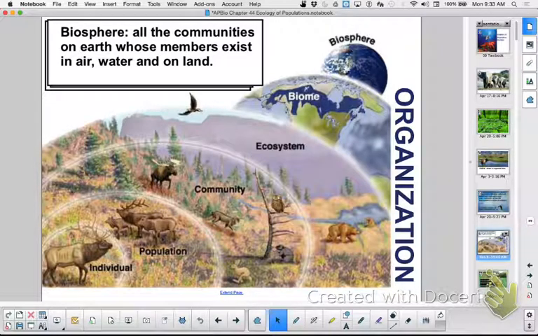Biomes are like specific areas with specific climate and flora and fauna. So that's a specific area of the biosphere.